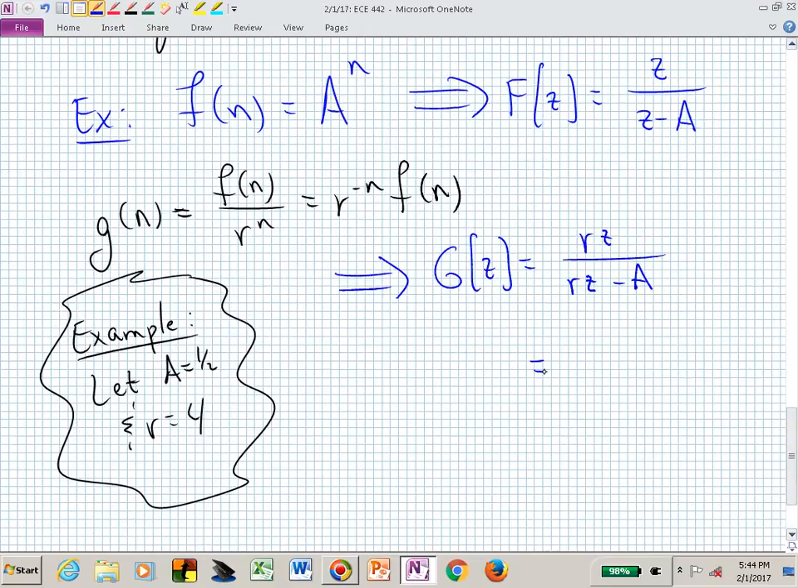And you can show that it's consistent with what we just said when g of n was really this (1/8)^n. We should get z over z minus 1/8 if we plugged in a equal 1/2 and r equal to 4. Here, let's factor out the r from the denominator. Cancel the r's in the numerator and denominator, and we end up with an expression for the Z transform of little g of n consistent with what we would have anticipated for that particular case.